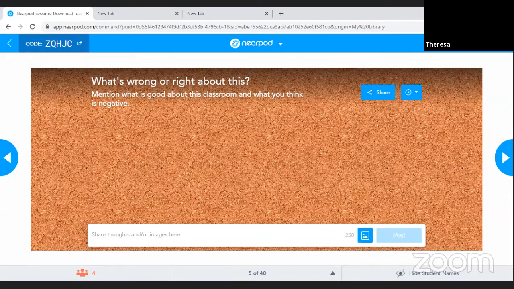what do you think is wrong with this type of classroom? And what do you consider right about this classroom? Because obviously there are positives and negatives. So mention what is good and mention what you think is negative. Please type your answers in the chat box so that we can see what it is that you think.